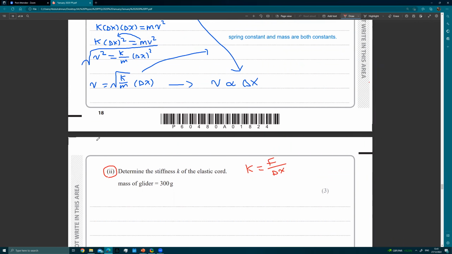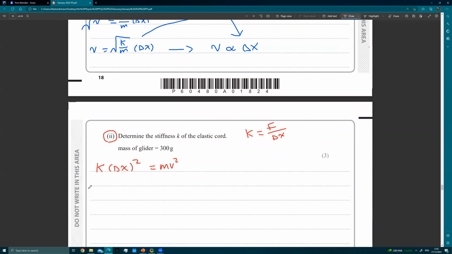So I'm going to say that K multiplied by extension squared is equal to mv squared. And I'm going to make K the subject. So K is equal to mv squared over extension squared.